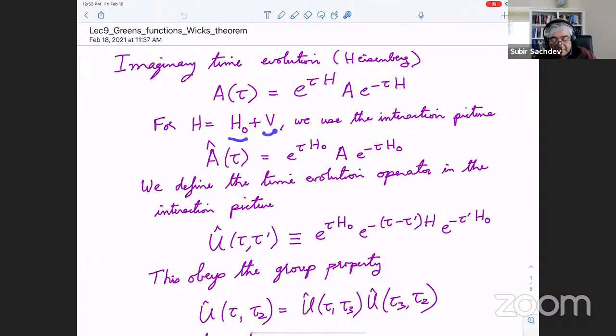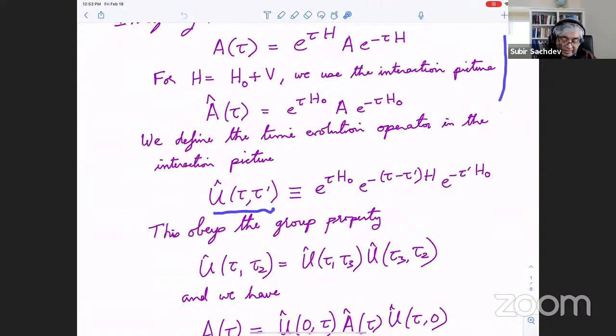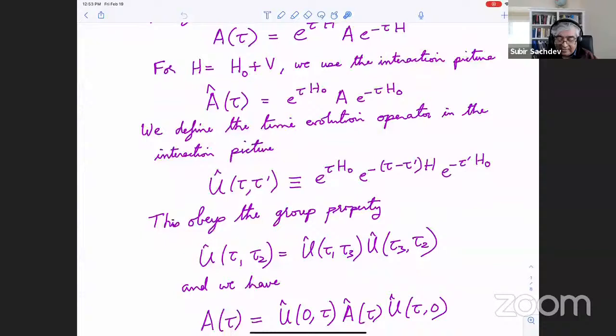So let's imagine H is split into this form. Then in the interaction representation, A hat of tau is the same as this thing with H replaced by H naught. Okay, so the key object in our discussion will be this time evolution operator, which is in the interaction picture, U hat. And it's this particular operator. You can view this as the definition of it. It goes from time tau prime to tau. It's the Heisenberg time evolution in imaginary time, which is e to the minus H times tau minus tau prime. And then I have these factors here, which undo the time evolution in H naught. So if H was equal to H naught, this would be equal to one. So U hat only depends on V. So that's the reason for putting these factors in.